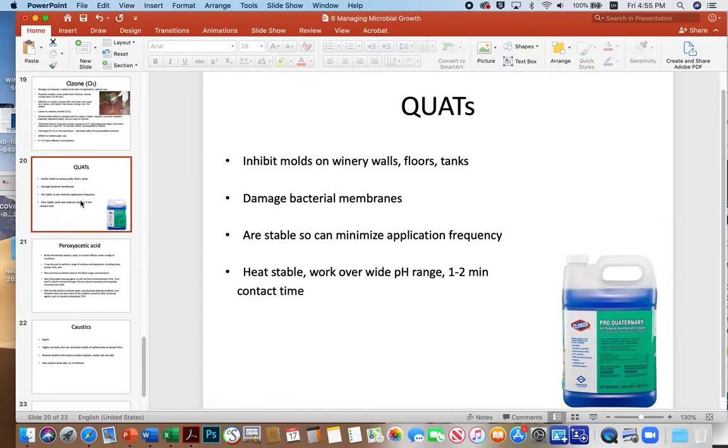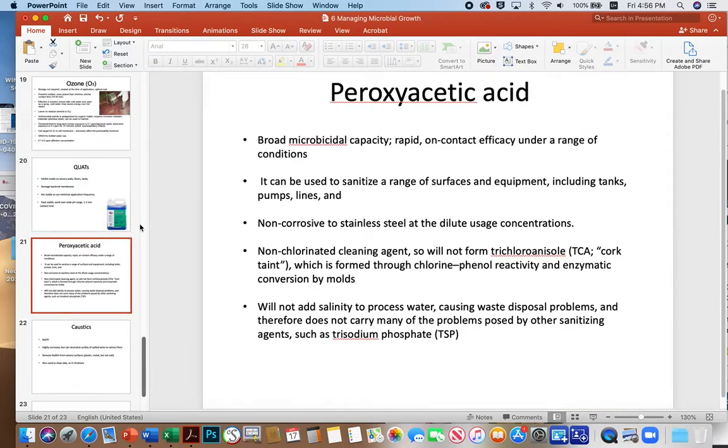Quaternary ammonium compounds are also very useful, particularly because of their longevity. You can spray it on and let it sit for a while, and it remains stable and antimicrobial. So now your applications can be weekly instead of daily, for example. That might be useful for spraying it on winery walls or floors where you don't want molds to grow. The other thing is the quats are really good at damaging bacterial membranes. They're heat stable, they work over a wide pH range, and they have a very short contact time, which is great. Another big one is peroxyacetic acid.